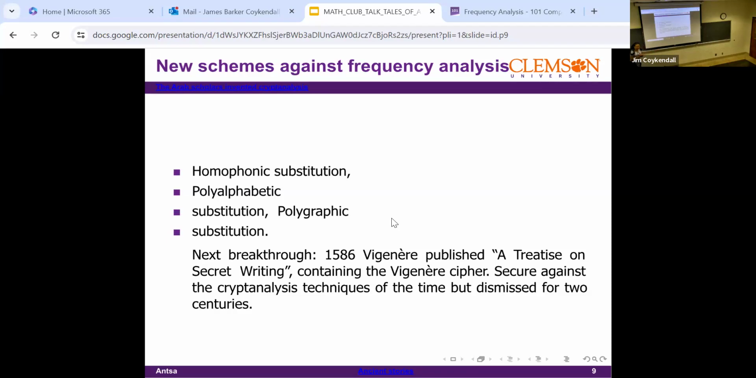And the next breakthrough took a very, very long time, let's say 6 centuries later, when Vigenère published his paper called A Treatise on Secret Writing, which contains the Vigenère cipher. It was very secure against the cryptanalysis techniques of that time, but people said, oh no, it's too difficult. We are going to stick to the ones that we know, that are easy for us, because we want things fast instead of secure. And the next story will tell what happens if you ignore the scientific advancement of your time.